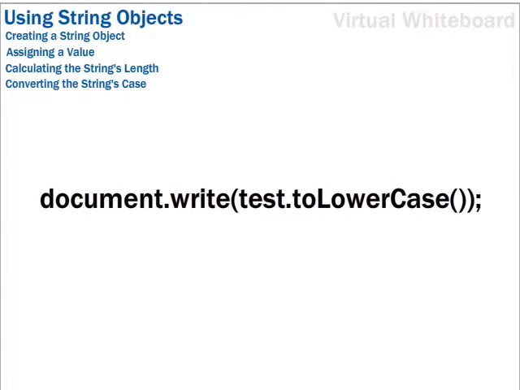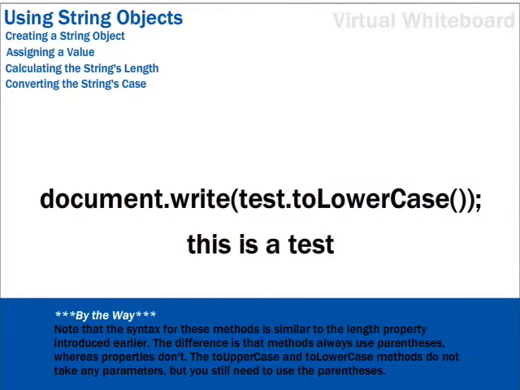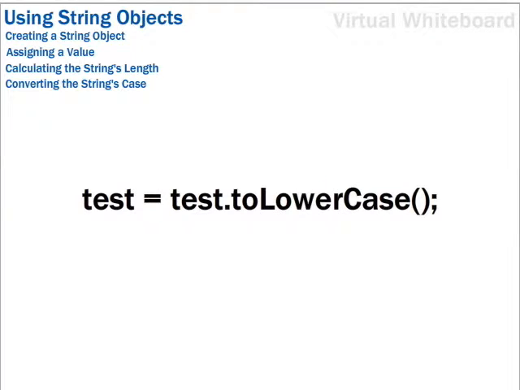For example, this statement displays the value of the test string variable in lowercase. Assuming that this variable contained the text "this is a test," the result would be this string. Notice that the statement doesn't change the value of the text variable. These methods return the upper or lowercase version of the string, but they don't change the string itself. If you want to change the string's value, you can use a statement like this.